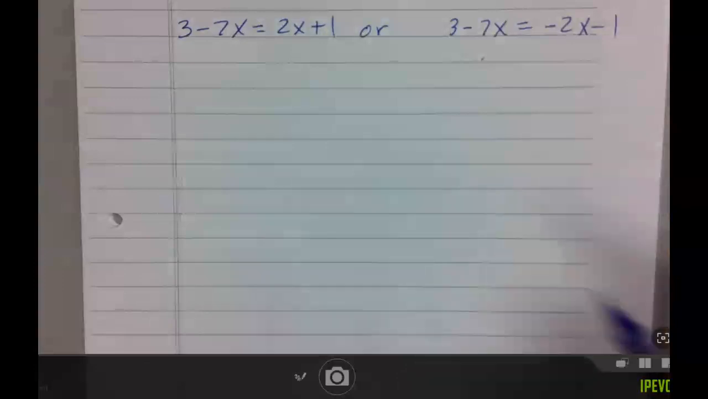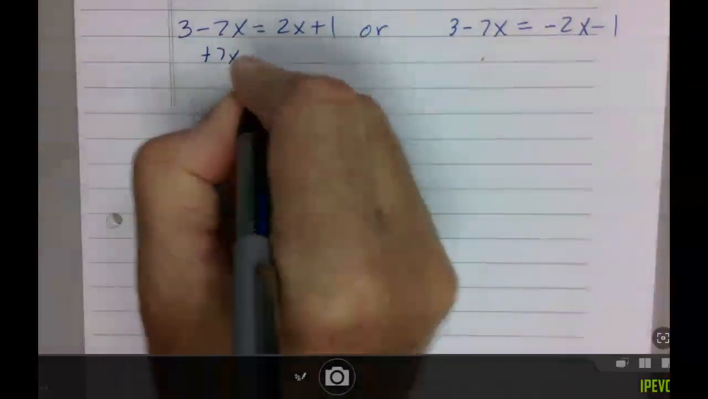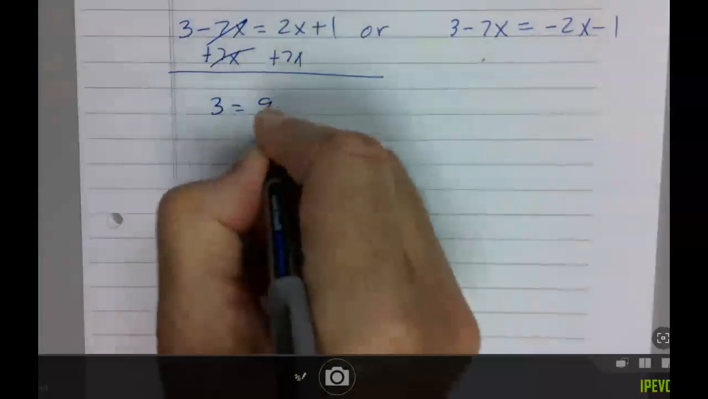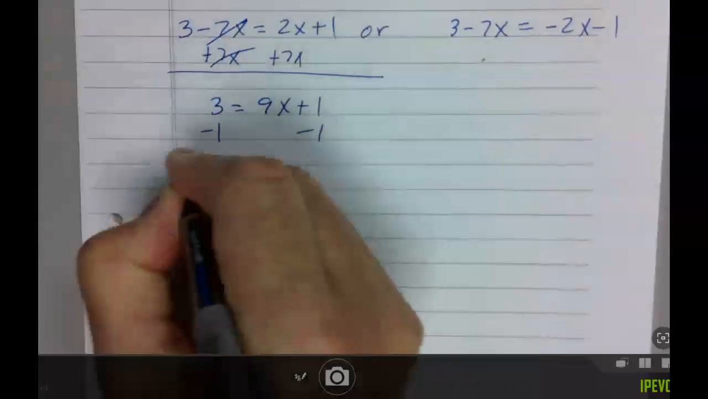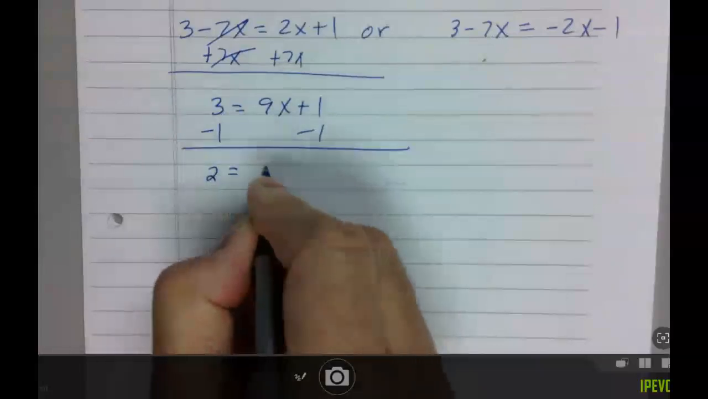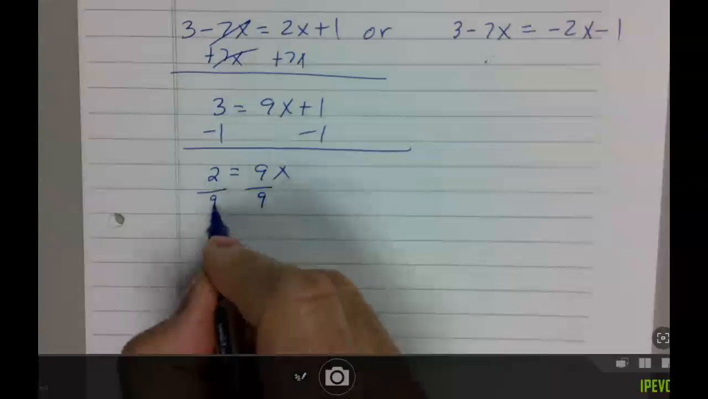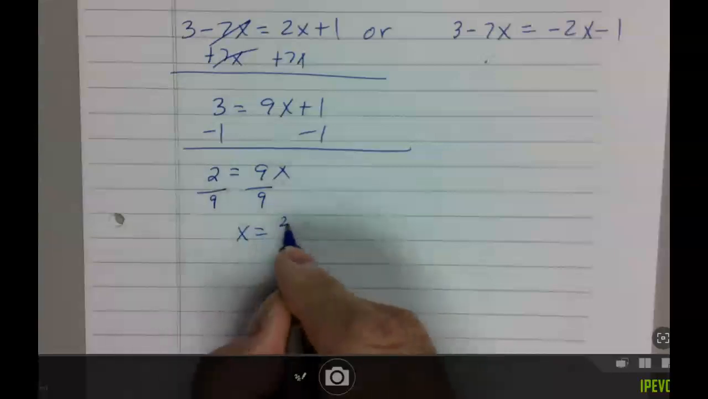Okay? Alright, so I'm going to add 7x to both sides here. Cancel, cancel. Subtract 1. Divide by 9. So x equals 2 divided by 9.